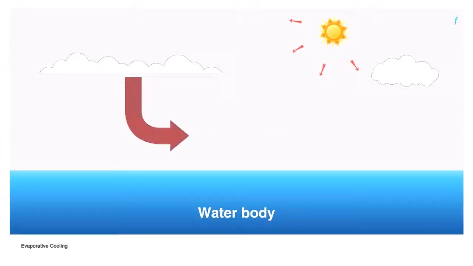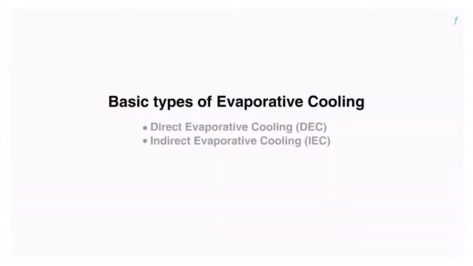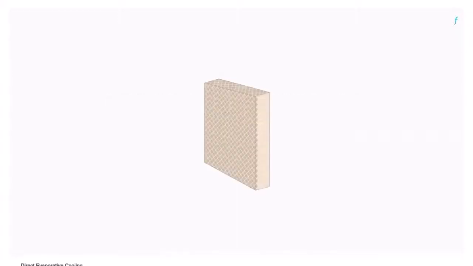What about evaporative cooling? When air passes over a stream of water, water vapor is added into the air, lowering the air temperature. The energy needed for evaporation is taken from the air, and the loss of energy is reflected as a reduction in the air temperature. Let's look at the two types: direct evaporative cooling and indirect evaporative cooling.